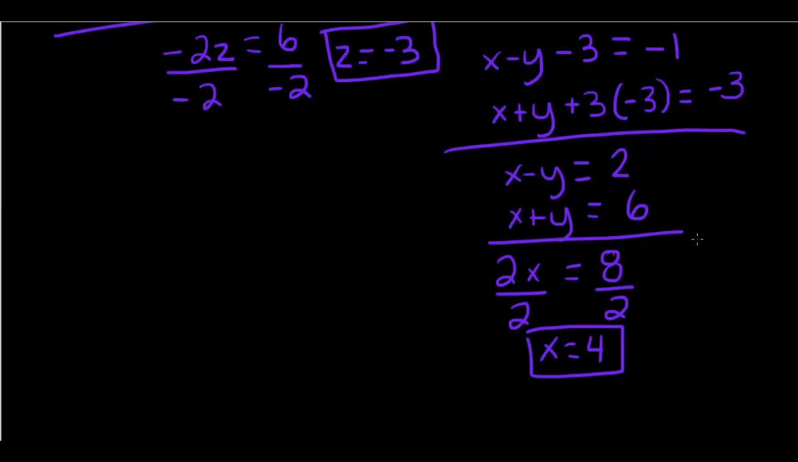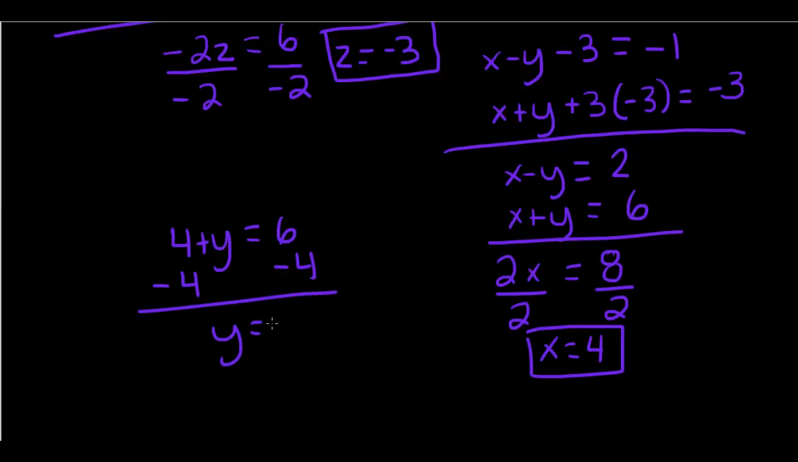And now we're just going to find the third variable, which is the value of y. I'm just going to plug in the value of x here. So that's going to be 4 plus y equals 6. I take away 4 from both sides. So y equals 2. So I have found the value for the three variables.